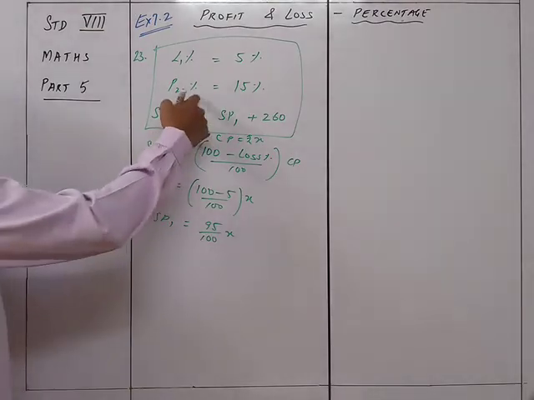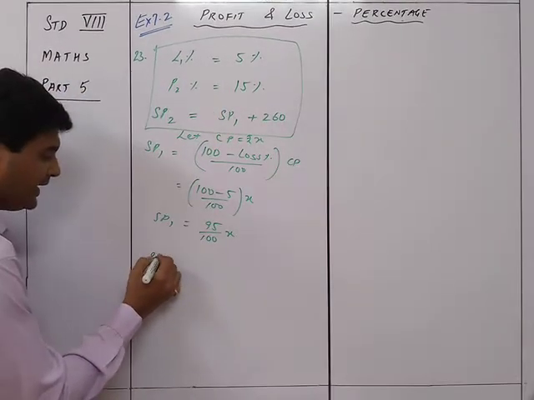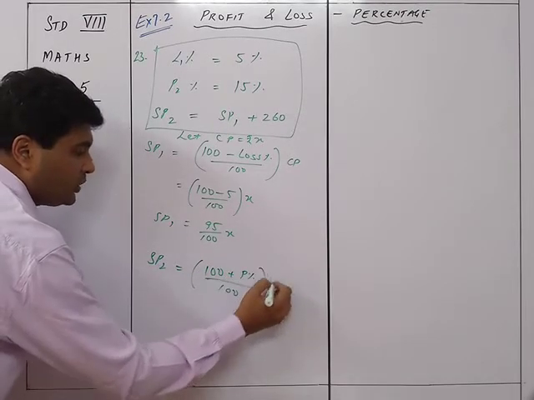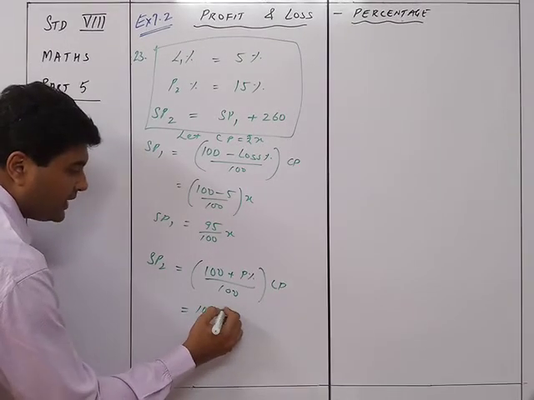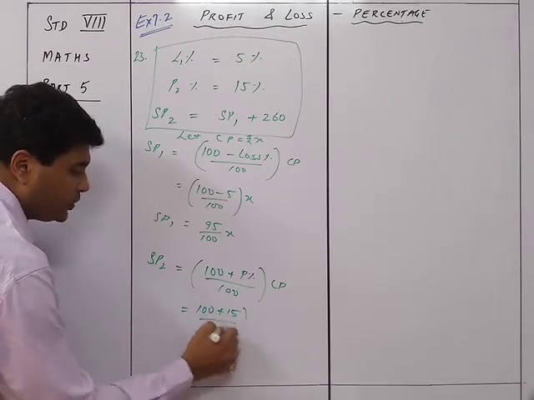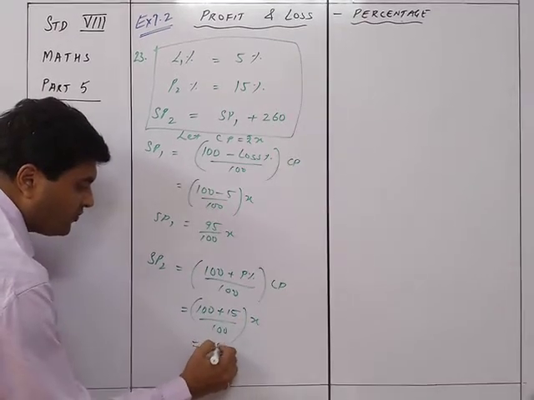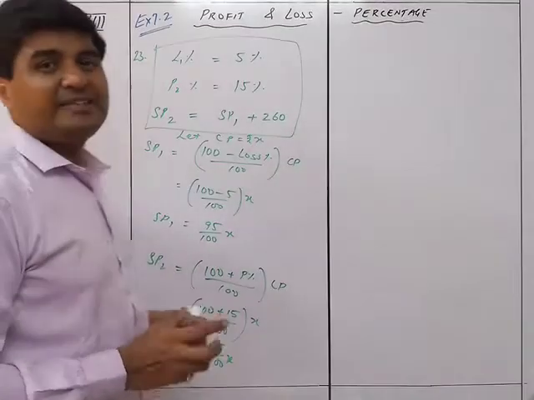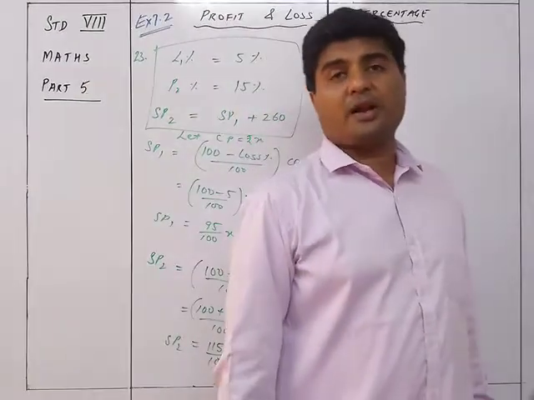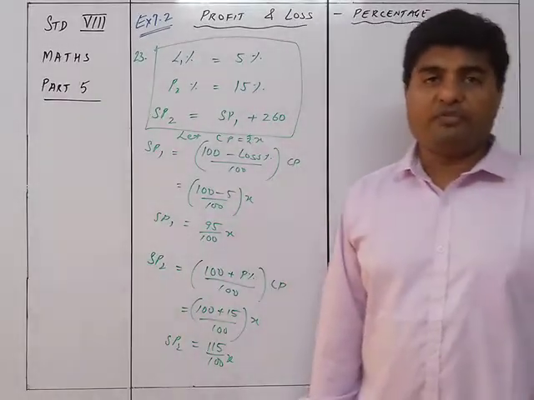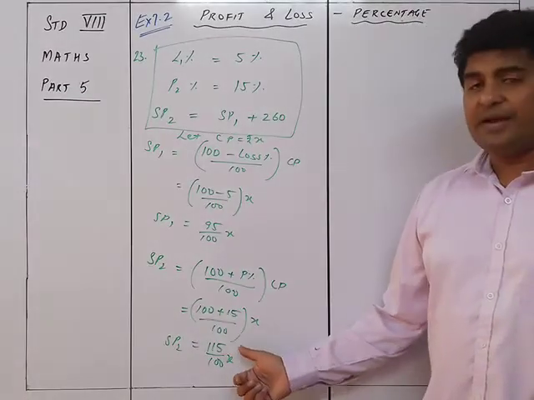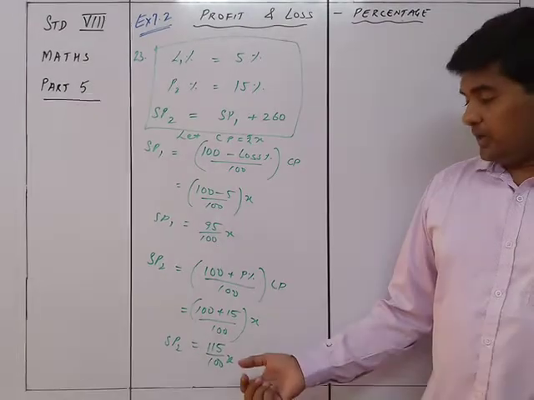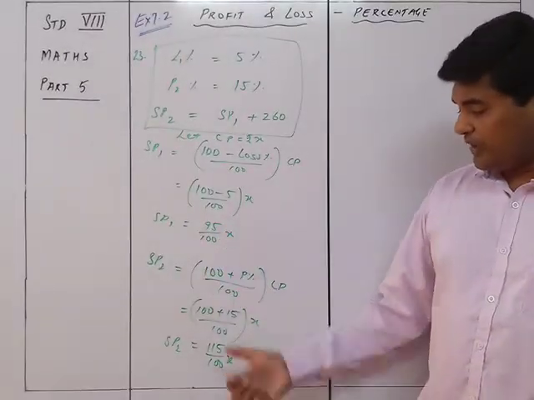The next condition is when he is going to have a profit of 15%. So we know that SP2 is equal to (100 plus P%) upon 100 into CP. So that will be (100 plus 15) upon 100 into CP, which is X, equal to 115 upon 100X. That is SP2. So if he sells the article at 260 rupees more than the earlier price, he is going to get a profit of 15%. At that time, the selling price will be 115 upon 100x based on the CP being X. We know that when we added 260 rupees to this, we got this value.